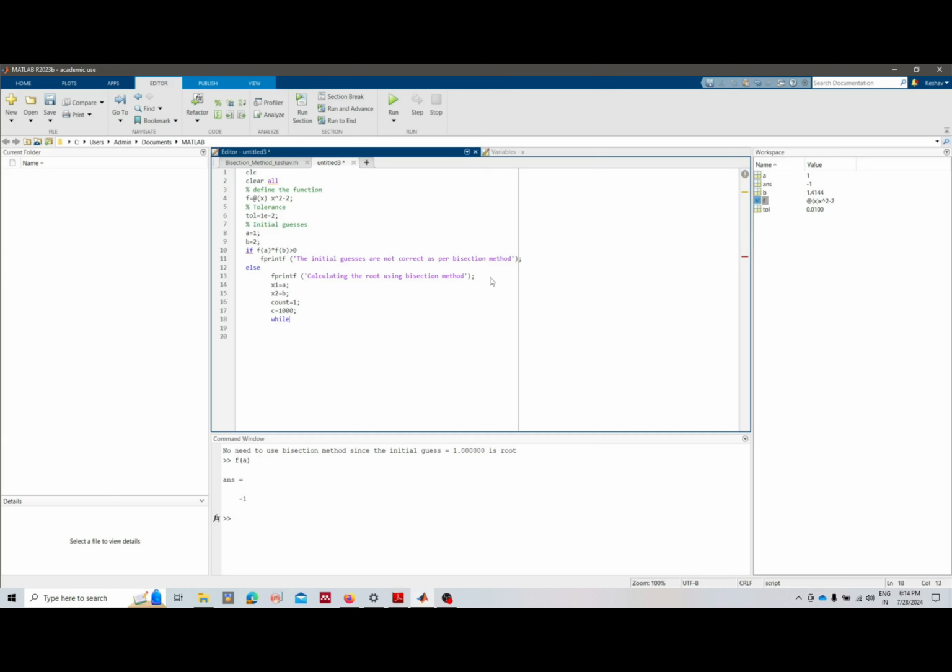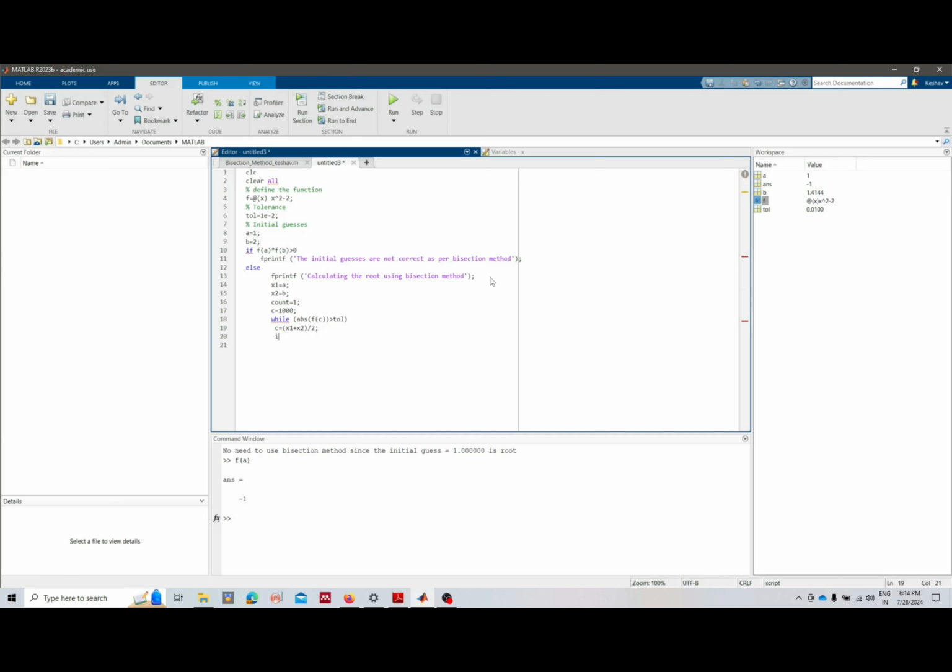While the absolute of f of C, which is the value at some iteration, is greater than the tolerance, what will C be? C will be x1 plus x2, divided by 2.